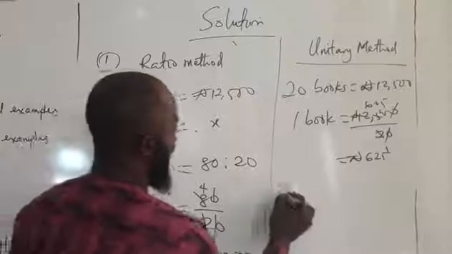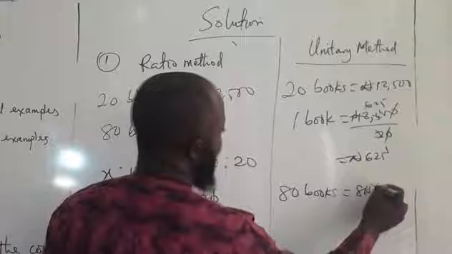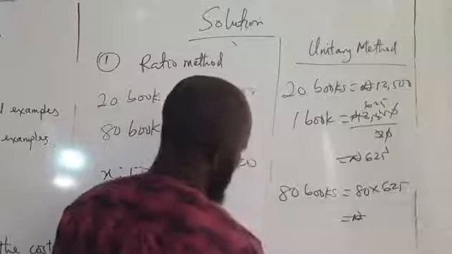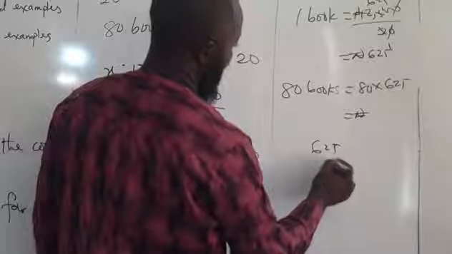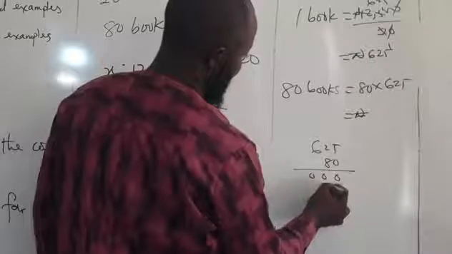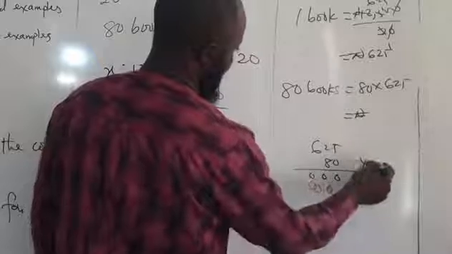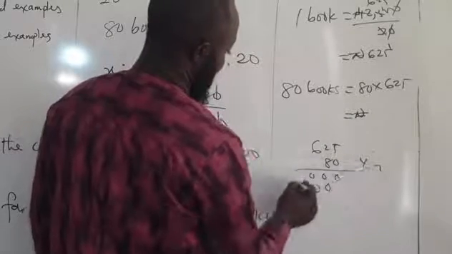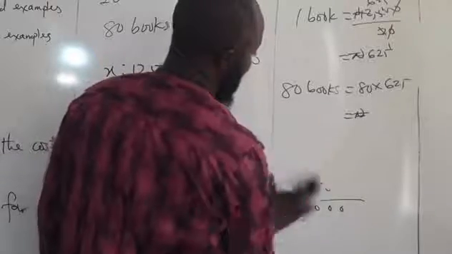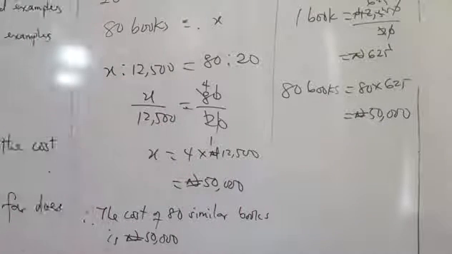So 80 books in this case will then be 80 multiplied by 625 naira. By the time you multiply it, 625 multiplied by 80, so let's say 8, that is 0, 0, 0. 40, carry 1. 16 plus this, 20, carry 2. 48 plus 2, that is 50. That is 0, 0, 0, 0, 5. That is 50,000 naira. So which is the same thing as what we have here. As you can see, same thing as 50,000 naira.